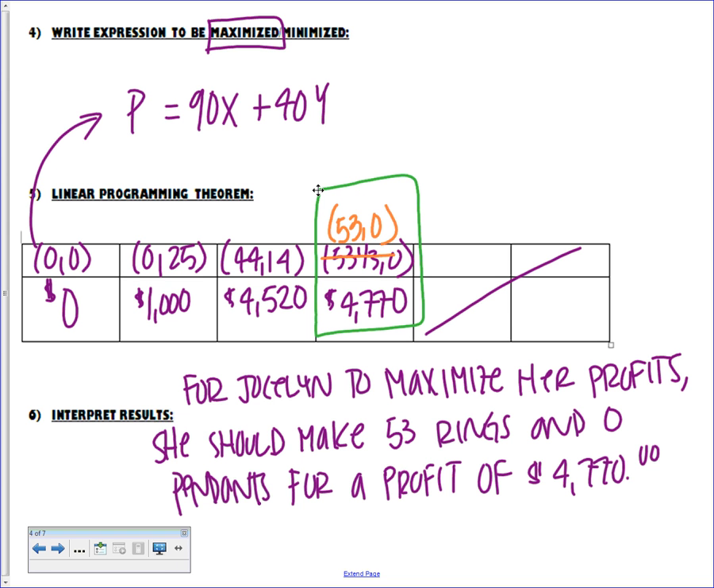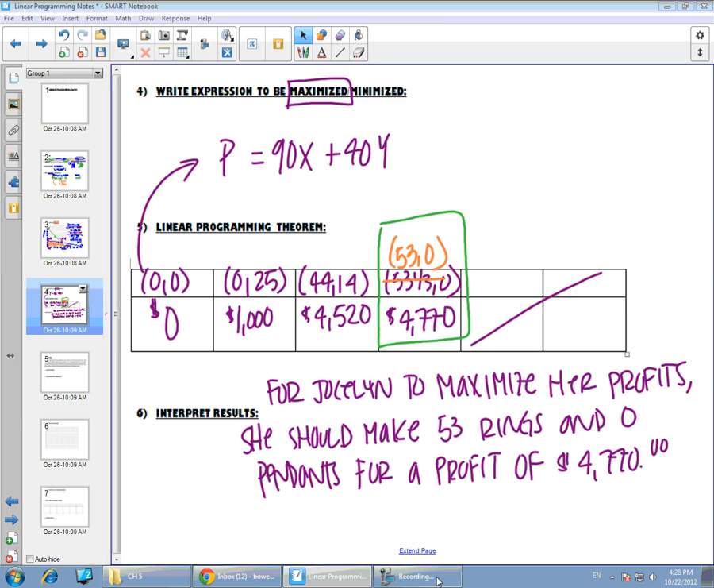So that is just one problem, which is all you need to take notes on for tonight. So go ahead and jot down some notes or some questions you have at the bottom of this page, and we'll go over one more example tomorrow. So linear programming at its finest.